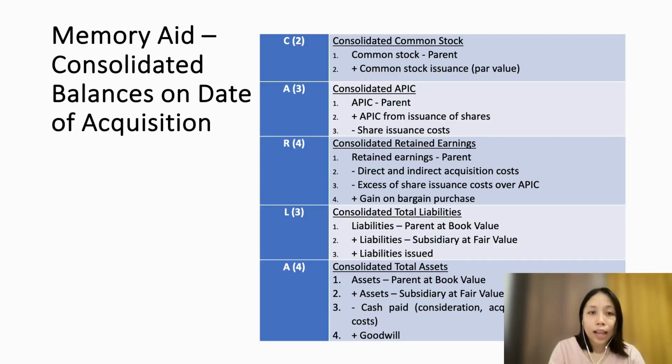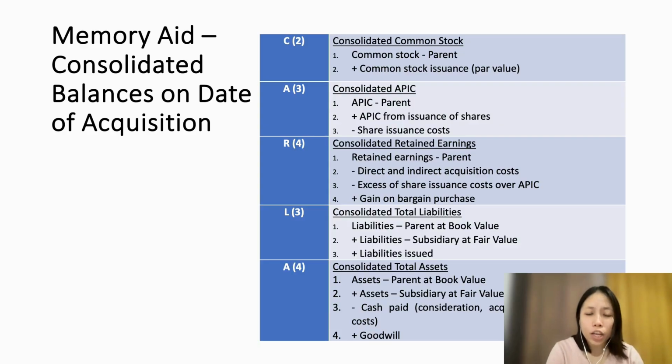For consolidated total liabilities, you need to remember three items. First is the liabilities of the parent at book value. Next is the liabilities of the subsidiary at fair value. And third is liabilities issued. For consolidated total assets, we need to remember four things: assets of the parent at book value plus assets of the subsidiary at fair value minus cash paid for consideration and for acquisition-related costs, and lastly, goodwill.